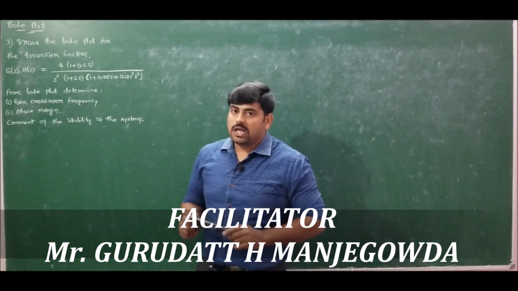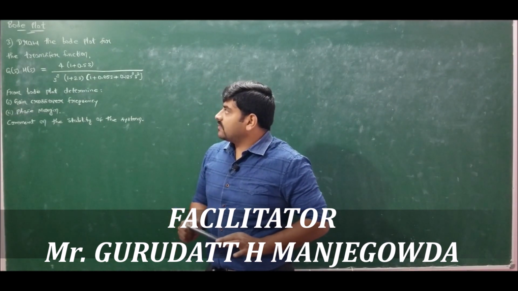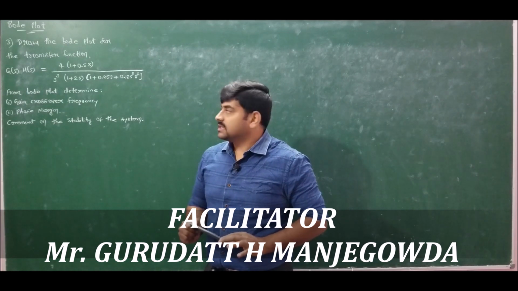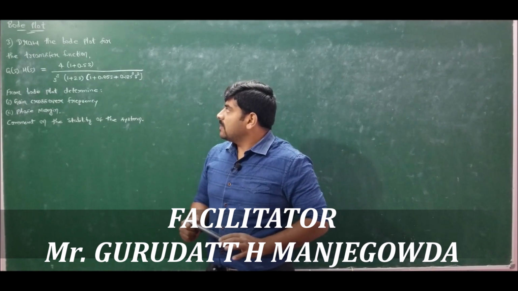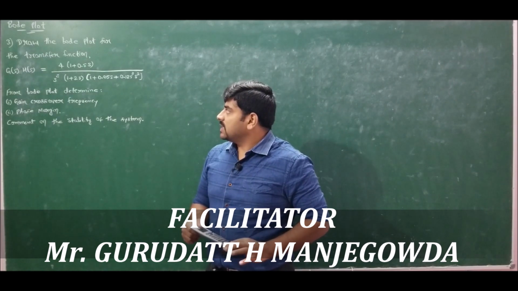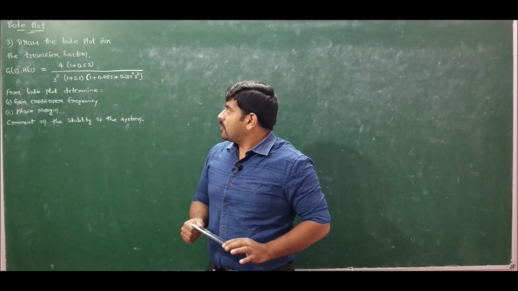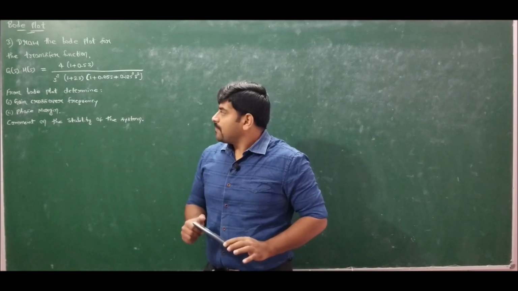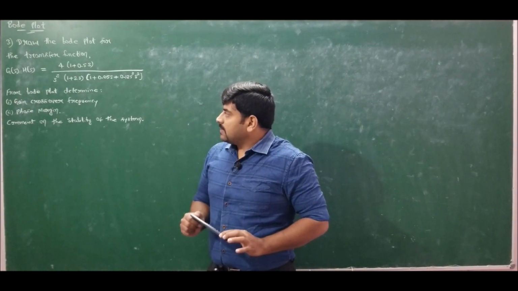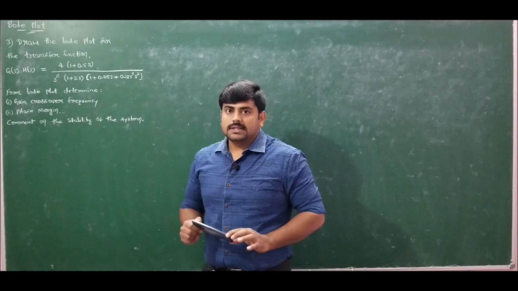The problem number 3 of our discussion on Bode plot states: draw the Bode plot for the transfer function G(s)H(s) = 4(1 + 0.5s) / [s²(1 + 2s)(1 + 0.05s + 0.125²s²)]. From the Bode plot, determine gain crossover frequency and phase margin, and comment on the stability of the system.